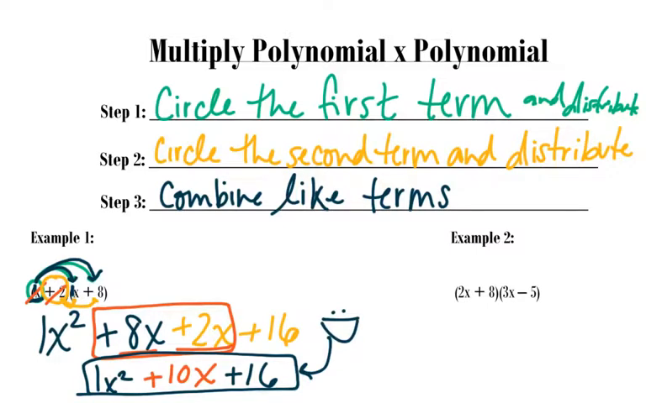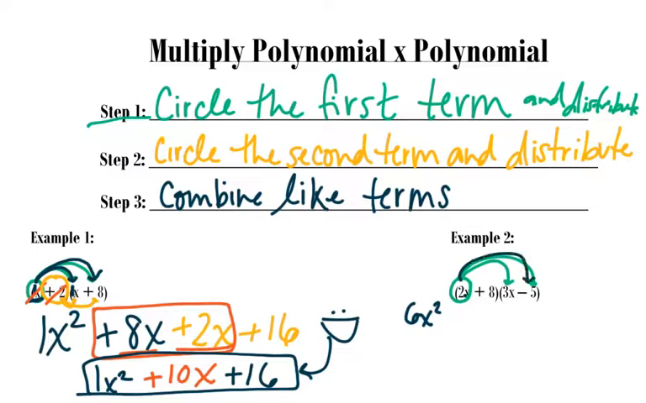Let's try that again. Example 2. Step 1, circle the first term and distribute to both terms. So we're going to ignore the 8. We're just going to take the first term and distribute. 2 times 3 is 6. X with another x is x to the second.